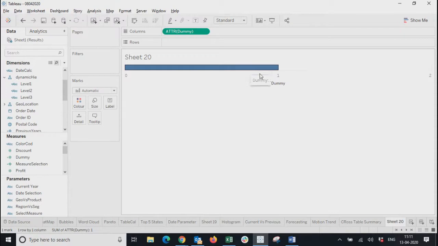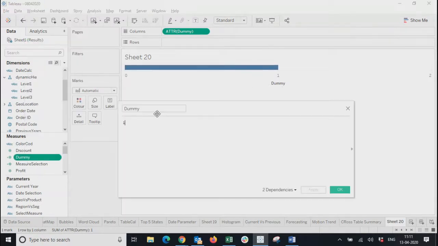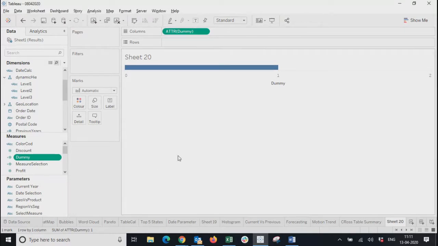So in our case, because it was one under the dummy field, we just made it an attribute. An attribute is nothing but a placeholder wherein you can drag and drop some other measures. So it will show you the labels, right? This is the placeholder which I have created. Now if I want, I can drag my profit onto it.